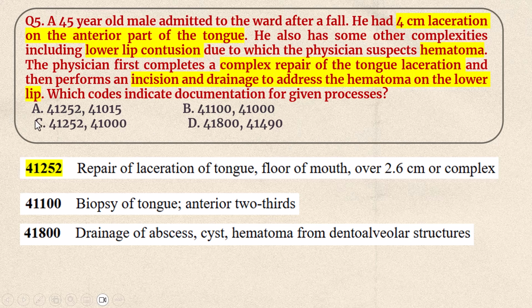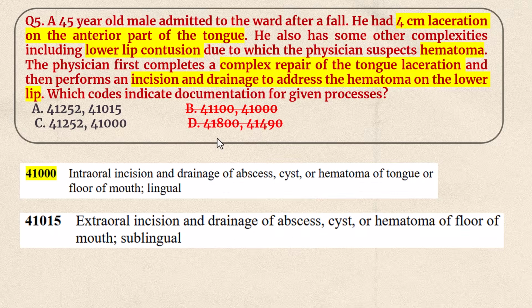So you can select A and C and you can omit the other two, B and D. For the second part of the question, there are two codes, 41,000 and 41,015. The 41,000 is intraoral incision and drainage of abscess, cyst or hematoma of tongue or floor of mouth, that is lingual. 41,015 is extraoral incision and drainage of abscess.